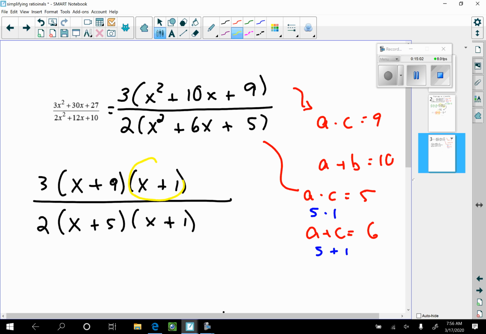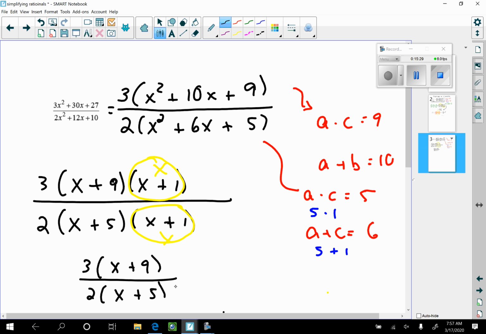Does that expression have like factors? It does indeed, it has these factors here. Who would have thought that? Well, hopefully some of you did. But anyway, these things factor. Circle them, go. Those are gone. Those become 1. And what is my simplified rational expression from that? I simply write it as 3 times x plus 9 divided by 2 times x plus 5.